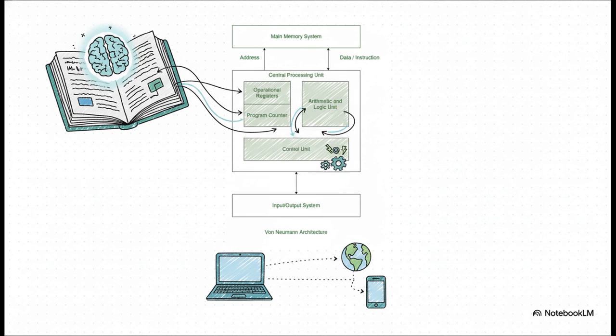Now, this diagram, it might look pretty simple, but it represents an absolutely revolutionary idea from a guy named John von Neumann, the stored program concept. What does that mean? It means the computer stores both its instructions, the things it's told to do, and the data it needs to work on in the very same memory. This one idea is the basis for pretty much every computer we use today.